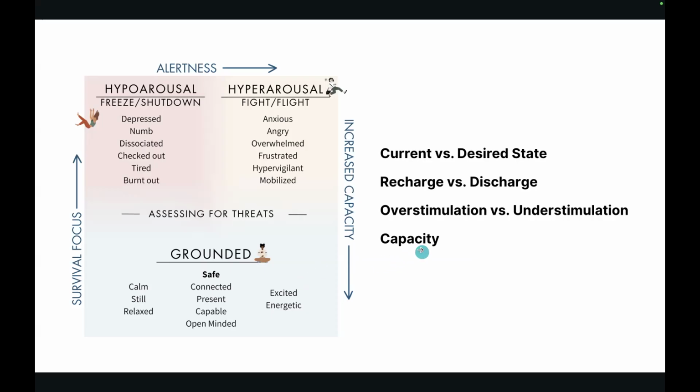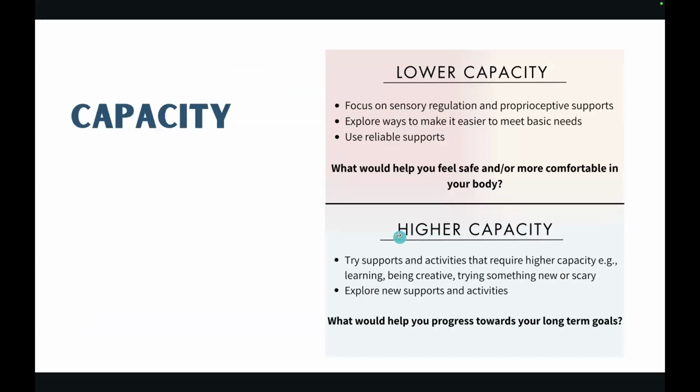And then the last part, capacity. I'm going to talk about that more on the next slide. If somebody is in that hypoarousal state, we know they have less capacity. However, we're going to define that. Essentially, we want to figure out in that situation what would help you feel safe and or more comfortable in your body. With that, we want to focus on those lower tiers in that Taylor-Trott pyramid.